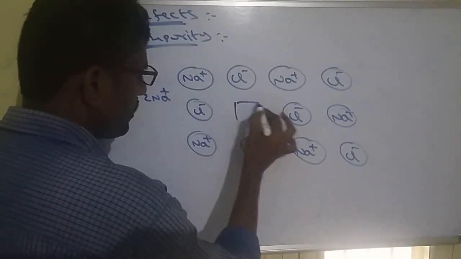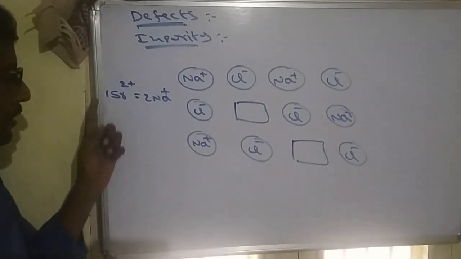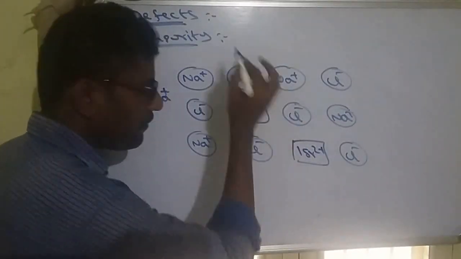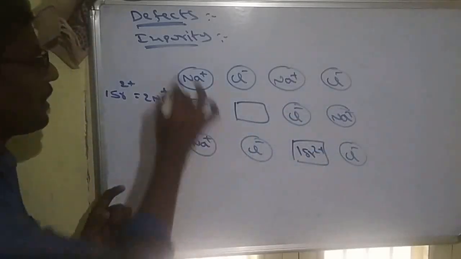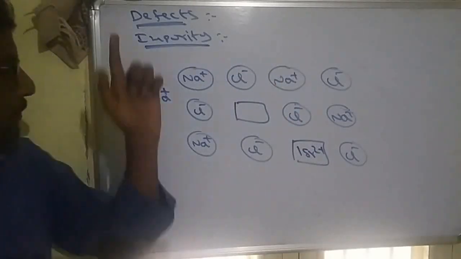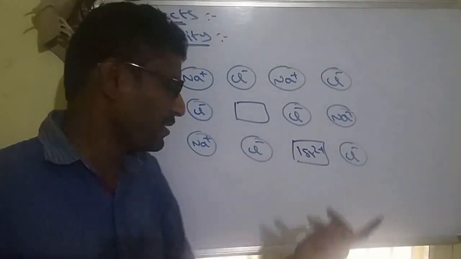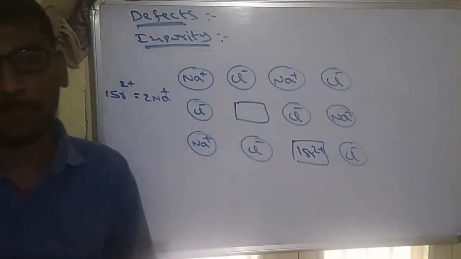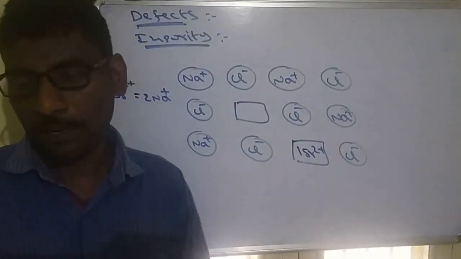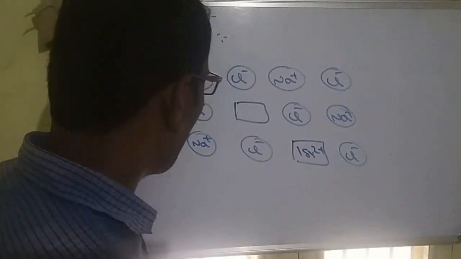Here a sodium ion is missing, here a sodium ion is missing. So in place of two sodium ions we can place one strontium. But when one strontium comes, another vacancy is there. Such types of defects are called impurity defects. Due to presence of foreign ion, some defects are happening. That is the impurity defect. Here we cannot say density increases or decreases. That depends upon the mass of the atom replacing it, so it can increase or decrease. So density does not matter here. So this is impurity defect due to presence of foreign ions.